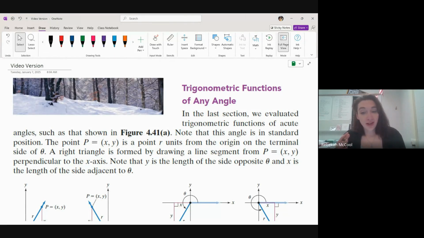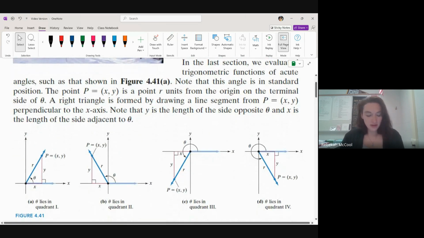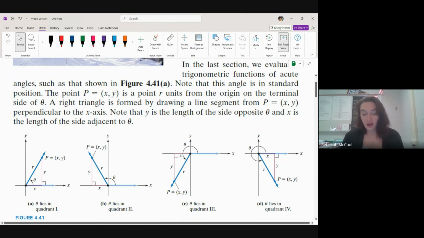So in this video, we're looking at trigonometric functions of any angle. So this is going to follow from what we did in the last video. In the last section, we evaluated trigonometric functions of acute angles, like shown in the pictures below. Note that this angle is in standard position, and that point P at the coordinate (x, y) is a point that's r units from the origin on the terminal side of theta. A right triangle is formed by drawing a line segment from our point perpendicular to our axis.